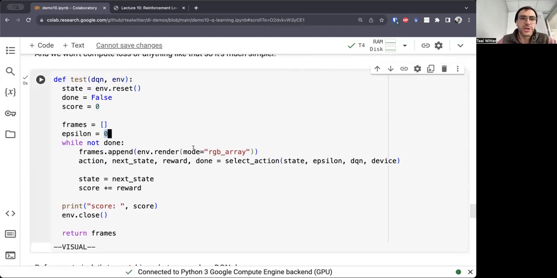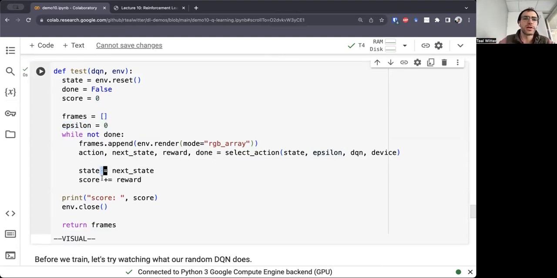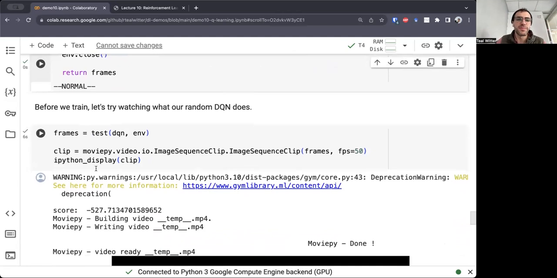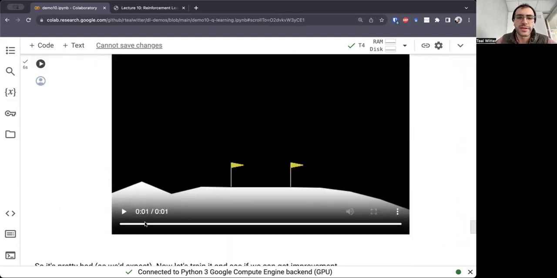We'll define a similar function for testing. Here, we're just going to select our action by just following the Q value function. So we're just taking the argmax action, and then we'll get our next state and update our reward, and we'll keep track of all these frames as we go so that we can watch a nice video of our learning process. Before we train, let's watch this process.